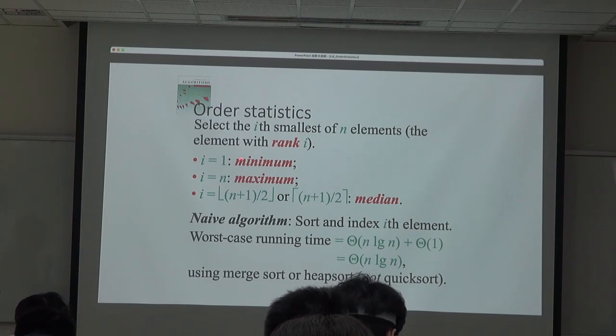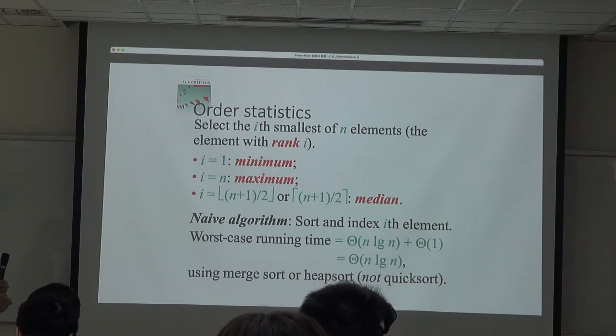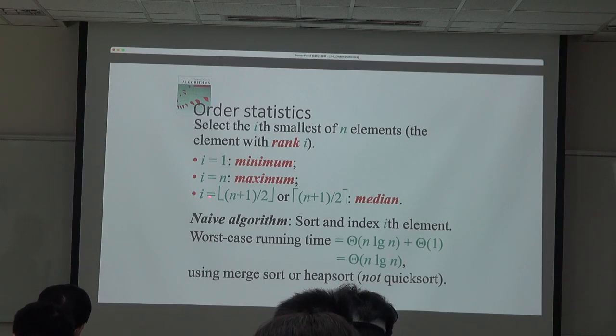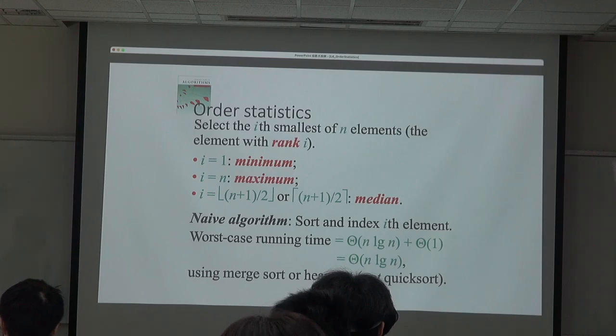So you could imagine, in some particular special case, the first rank will be the minimum number, the nth rank, if you have n numbers, will be the maximum number. If it's a middle rank, it will be the median. A very direct approach is just to sort these numbers, and then find whatever rank you want. Obviously, this approach takes n log n. You can use either merge sort or heap sort.